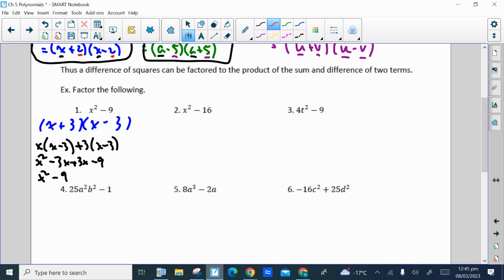Question 2 is a difference of squares because you have a binomial, both terms are perfect squares, and there's a minus sign in between. So once you recognize that, they're easy to factor. The square root of x squared is x. The square root of 16 is 4. One's a plus, one's a minus. There's your factors. And you can multiply them out to check to make sure.